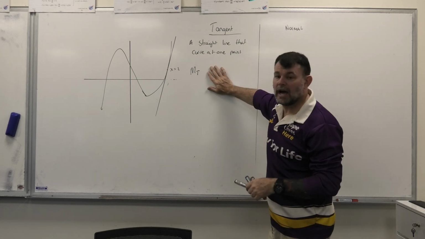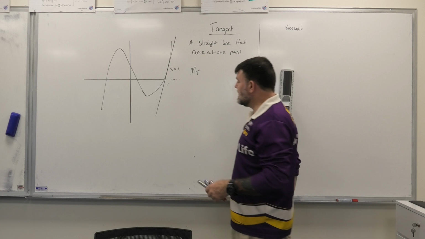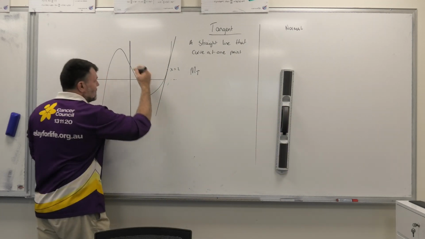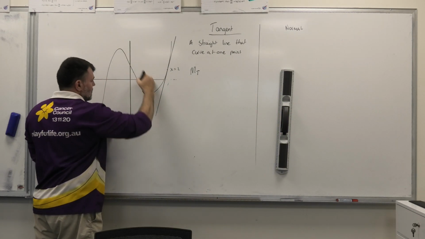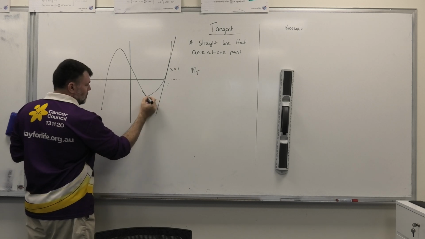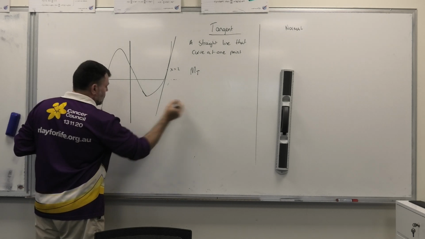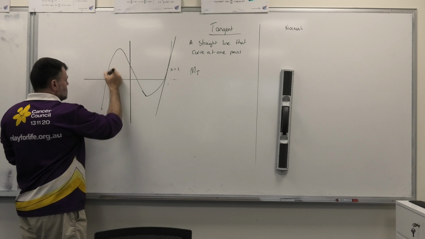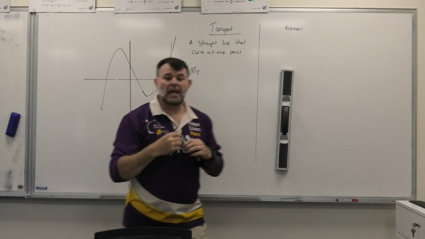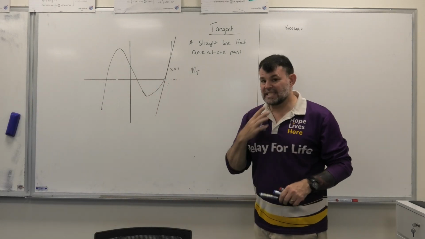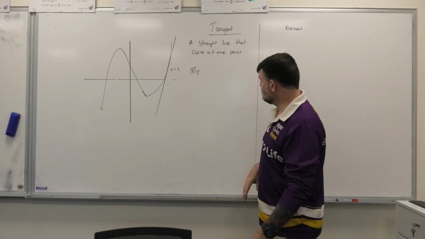So this here is what a tangent line is. And a tangent line could be at any point. I could have a tangent line that comes along here and touches it, or a tangent line that touches here, or here. So the tangent line could be at any point on that graph where x is equal to a particular value.